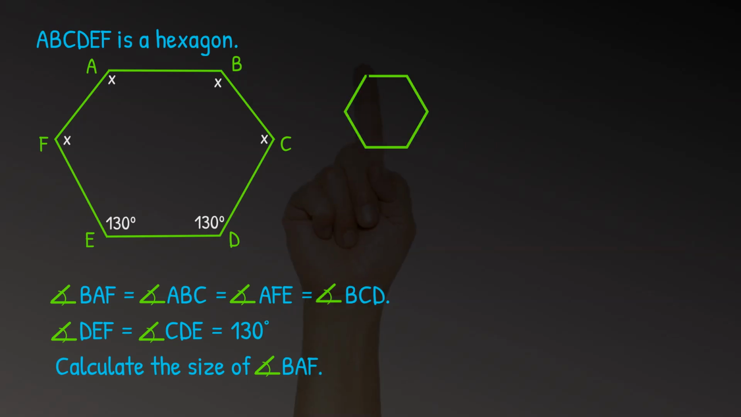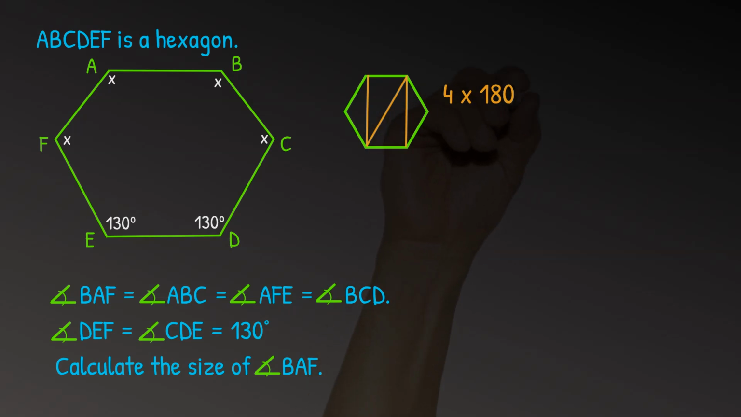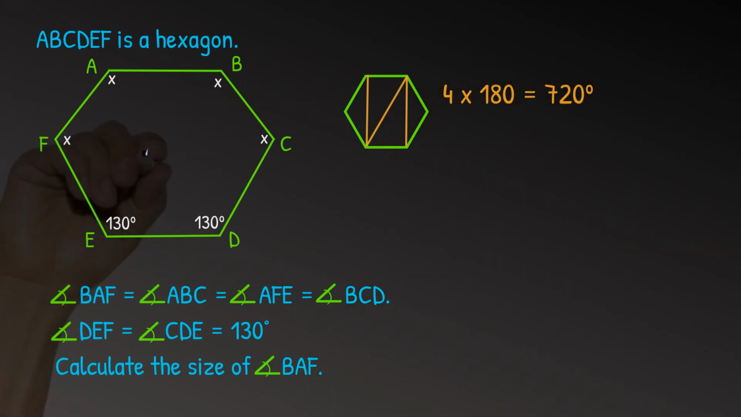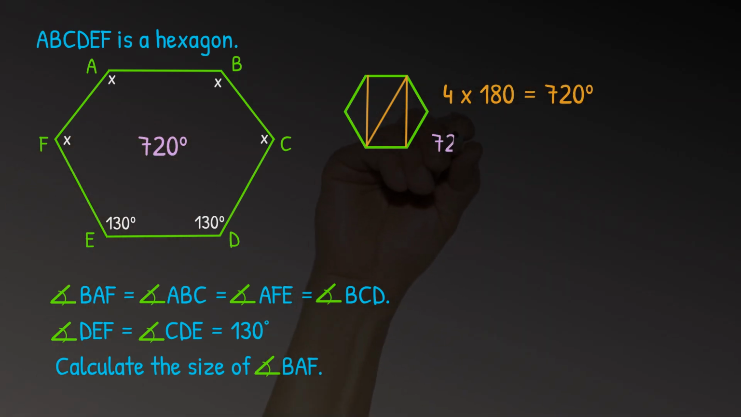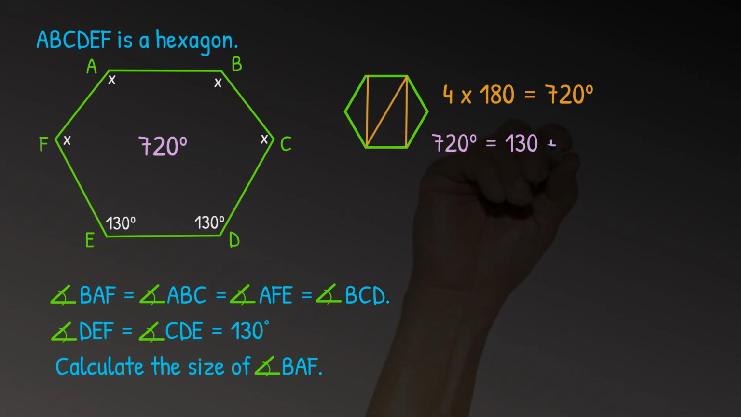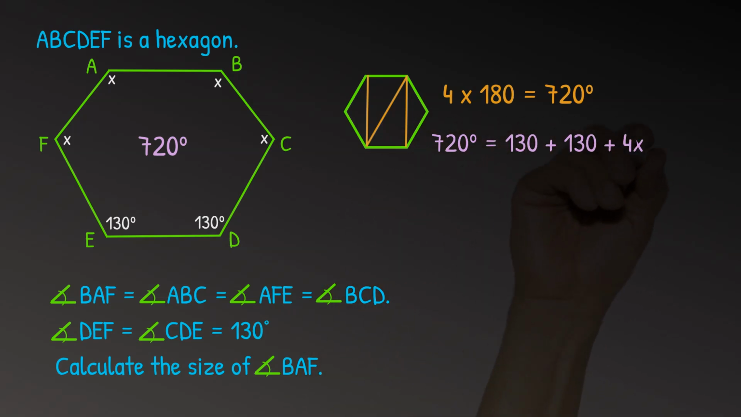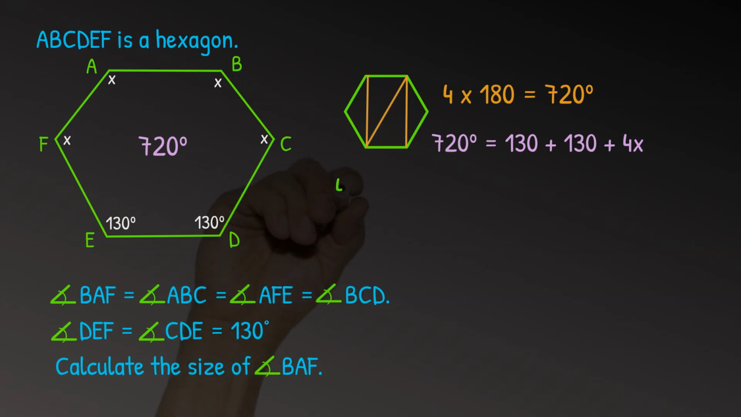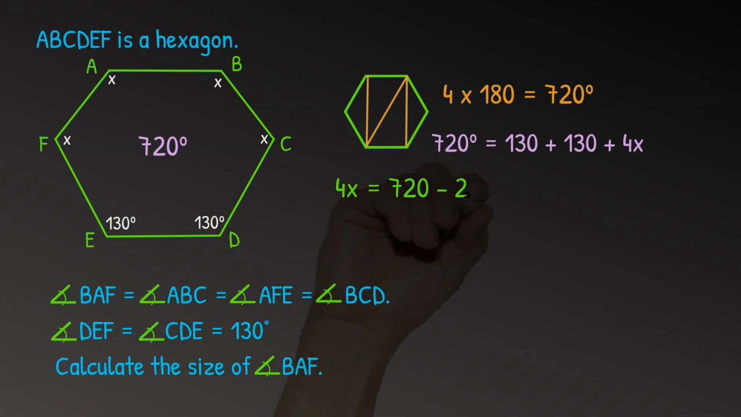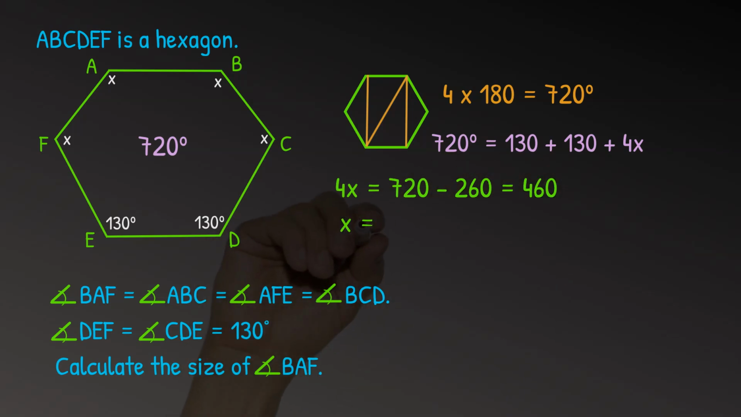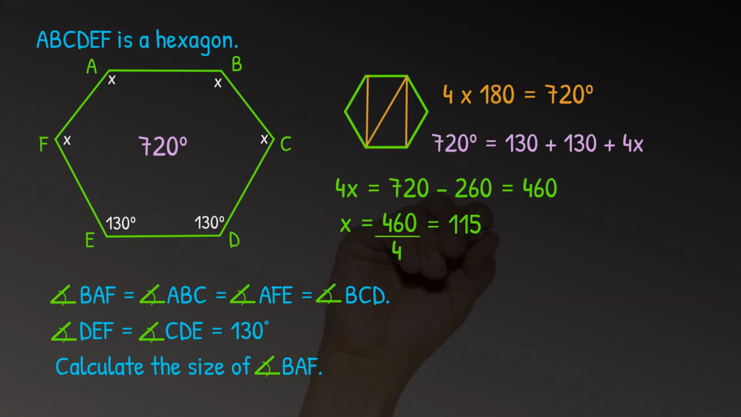Well, we know that in a hexagon we can draw 4 triangles, so the sum of all of the interior angles is going to add up to 4 times 180, which is 720 degrees. So we know that 130 plus 130 plus 4 times x is equal to 720. Therefore, 4x is 720 take away 260, which is 460, and x is 460 divided by 4, which is 115 degrees.